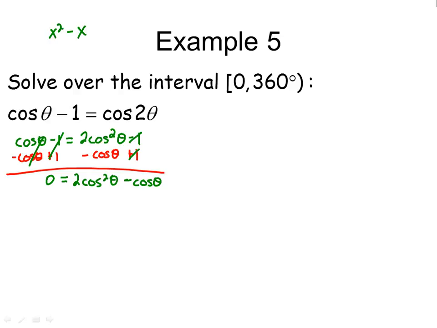But since it's a quadratic, what do we know to do? Factor out a cosine. We've already done this. Factor out a cosine, so you're going to get cosine theta times 2 cosine theta minus 1. Set each one of them equal to 0, and solve.